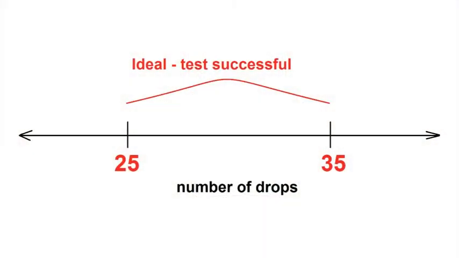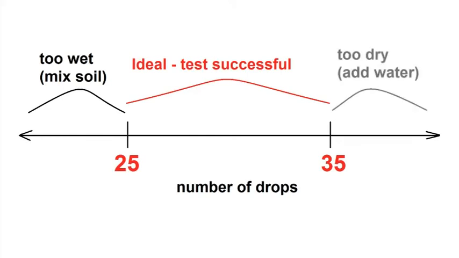If your number of drops was not between 25 and 35, you will need to redo this test. In both cases, put the sample back into the storage container. If your number of drops was less than 25, your sample is too wet. You will need to mix your sample, allowing water to evaporate, then repeat the test. If your number of drops was more than 35, your sample is too dry. You will need to add water to your sample, mix the sample, and repeat the test.